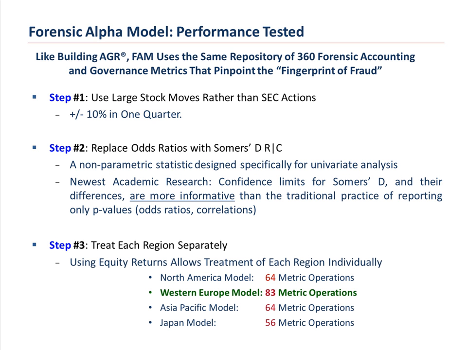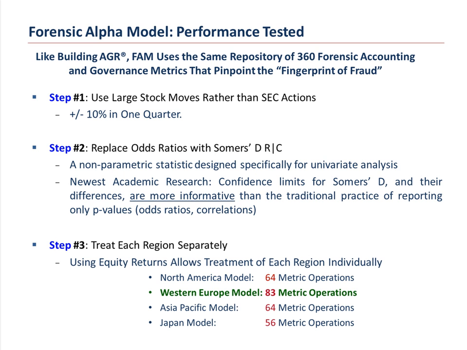The second step we did was to replace odds ratios with the Summers' D. Summers' D is a non-parametric statistic designed specifically for univariate analysis, and in fact has been around for quite some time. But the newest academic research tells us that the confidence limits for Summers' D and their differences are in fact more informative than the traditional practice of reporting only p-values. Or said differently, Summers' D is in fact a better univariate measure than correlations, tetrachoric correlations, or in our case, odds ratios. More detail on the Summers' D can be found in our white paper.